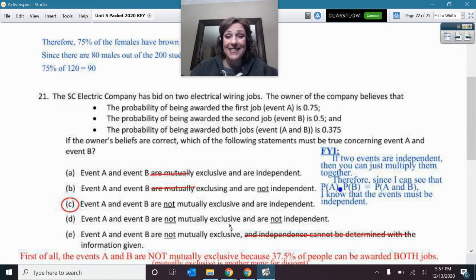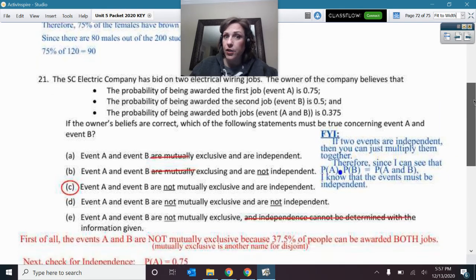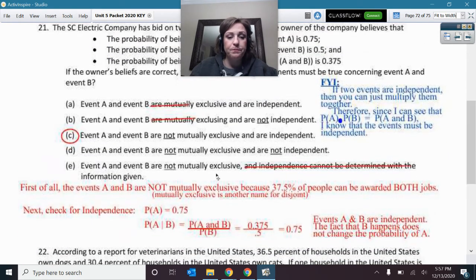So here I am with, I got C, D, or E. Now I need to see, are they independent? Probability of A and the probability of A given B. So then I just did the math on that, and I found that, look, probability of A is the same as probability of A given B, so they are independent. And so that gave us answer choice C.